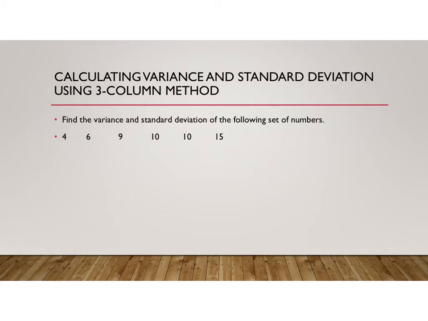So calculating variance and standard deviation using the 3-column method. The first step is always to find the mean, which is symbolized by x bar. So I'm going to add up these numbers, and I'm going to divide by the total number, which is 6. So I have a sum of 54 divided by 6, so I find my mean to be 9.